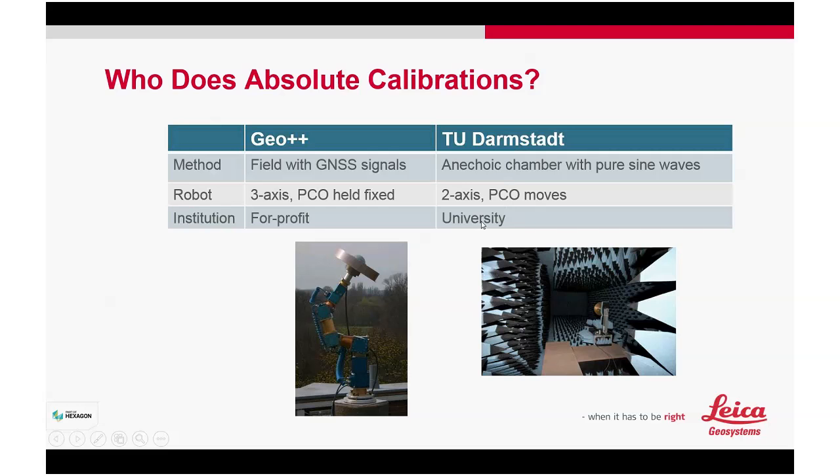For example, a university. They would like to understand how good the manufacturer making this antenna. They will have their way to do so-called antenna calibration. Okay, these are just two examples. There are other organizations also, like I just mentioned before, NGS, IGS. They are doing antenna calibration as well.